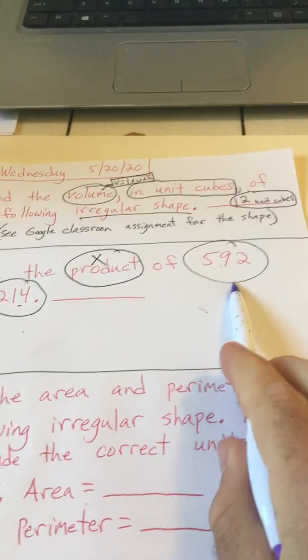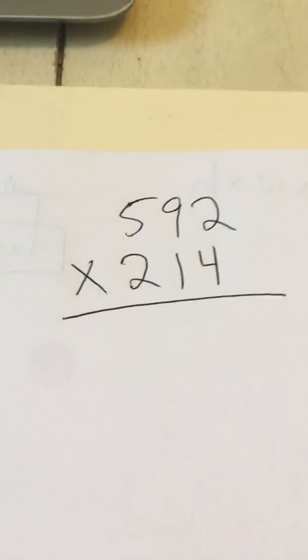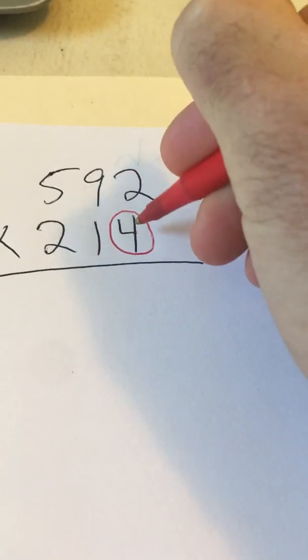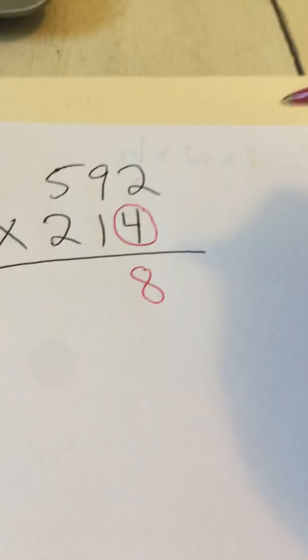I'm going to check again to make sure I have those numbers correct. I'm finding the product. All right, we're good to go. Okay, so we're going to start in the ones place in the bottom right-hand corner, like we always start here. And we're going to multiply the ones times the ones. So we're going to just go straight up here. 4 times 2 is 8 ones.